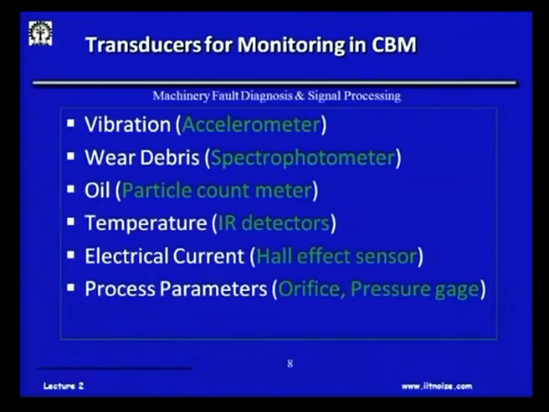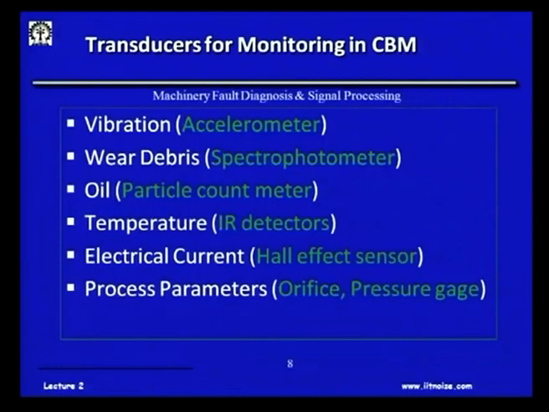Electrical current: you can use the simple ammeter, but the Hall effect sensor is a technique which has a very high frequency response, because, as I was telling you, in motor current signature analysis, it is not just the amplitude of the current, but the nature of the current in terms of the frequencies contained. It is not just 50 hertz, but it could be 50 hertz and also frequencies around the mechanical defect frequencies of the mechanical unit which is being driven by this electrical motor. So, the Hall effect sensor is a transducer which is used to monitor electric current.